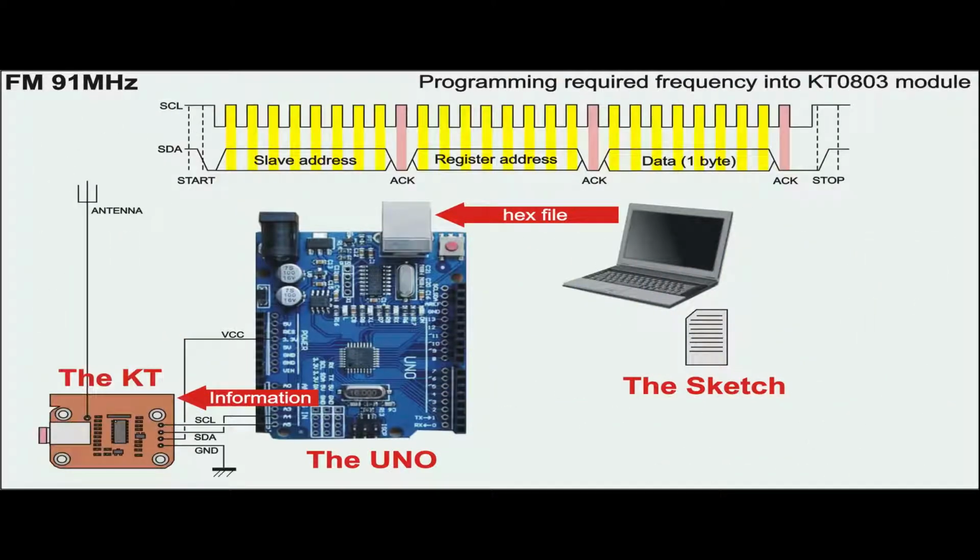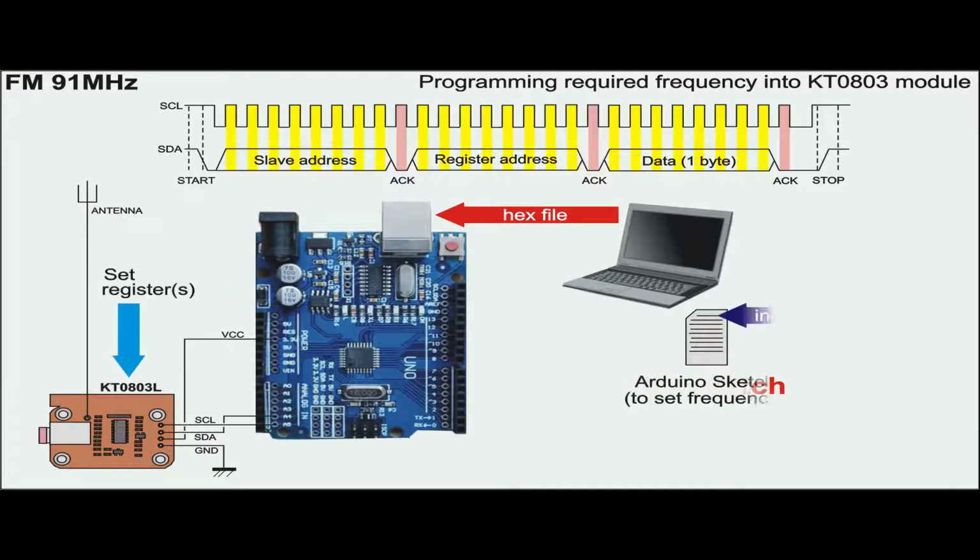The KT requires many kinds of information from the Uno in order to generate the correct transmitting frequency. First, the user needs to write a sketch, which is then converted into a hex file and sent to the Uno, which then resends it to the KT. The manufacturer of the KT provides a library called FMTX, which can be downloaded from the internet to help the user write a simple sketch to set the transmitting frequency.